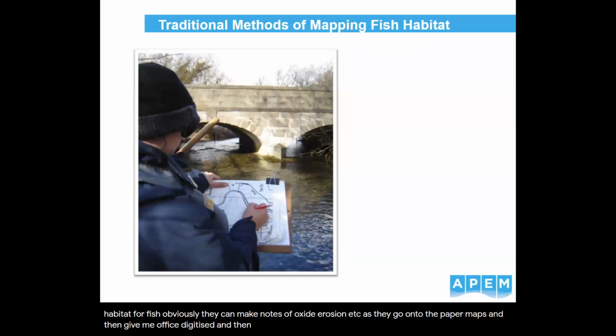Those polygons that are drawn on the river lines will be digitized in a GIS, and then that can be collated in terms of calculating maximum total area of juvenile habitat, for example. So that's a traditional way of doing it.